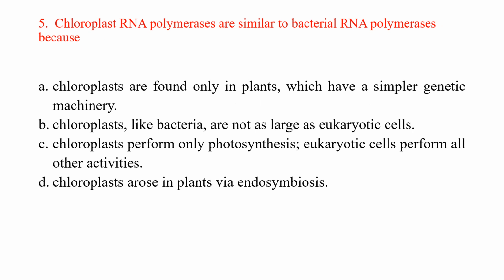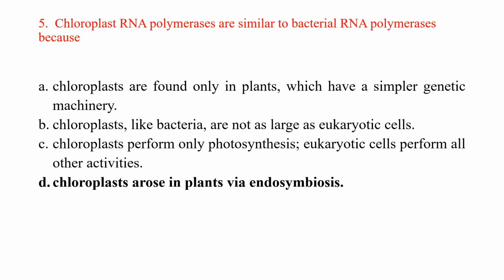Number 5, chloroplast RNA polymerases are similar to bacterial RNA polymerases because A. Chloroplasts are found only in plants, which have a simpler genetic machinery. B. Chloroplasts, like bacteria, are not as large as eukaryotic cells. C. Chloroplasts perform only photosynthesis. Eukaryotic cells perform all other activities. Or D. Chloroplasts arose in plants via endosymbiosis. The answer is letter D. Chloroplasts arose in plants via endosymbiosis.